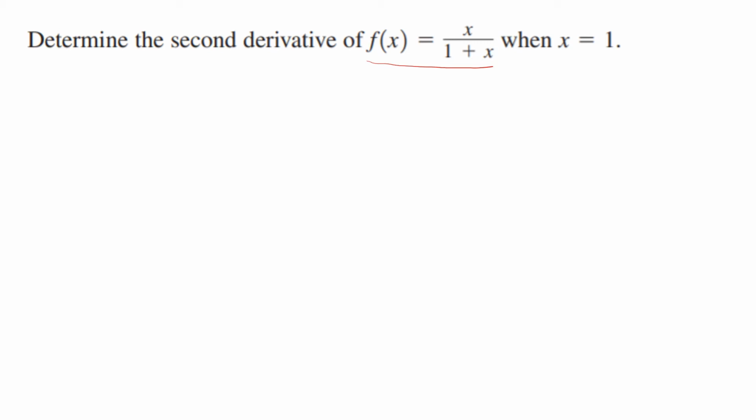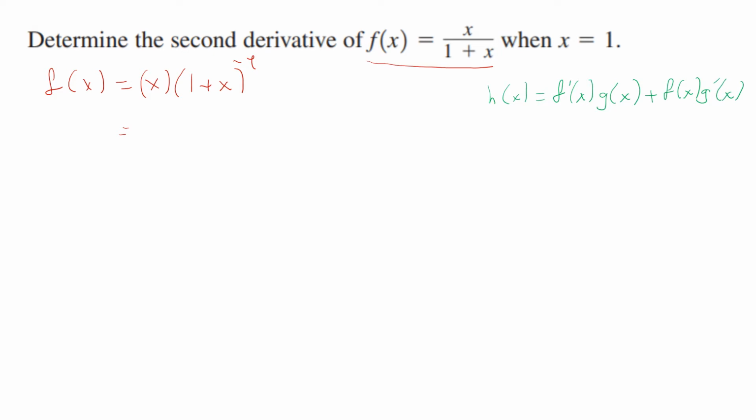Because I know the quotient rule is just going to be a little longer, I'm going to rewrite f(x) as x times (1 plus x) to the power of -1 just to make it easier. So now I can use the product rule instead of the quotient rule. Remember how the product rule goes; I'm going to rewrite it here just in case. The product rule states that if you have h(x), you take the derivative of f(x) first, keep g(x) the same, and then plus f(x) times the derivative of g(x). In this case, my f(x) is here, and my g(x) is this.